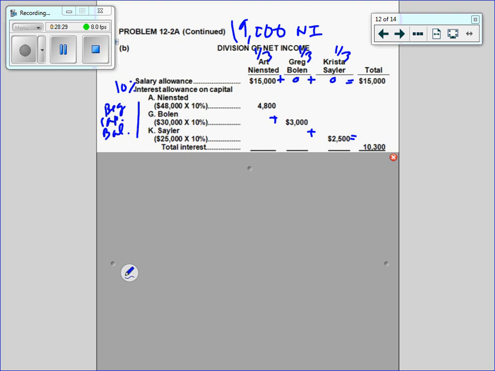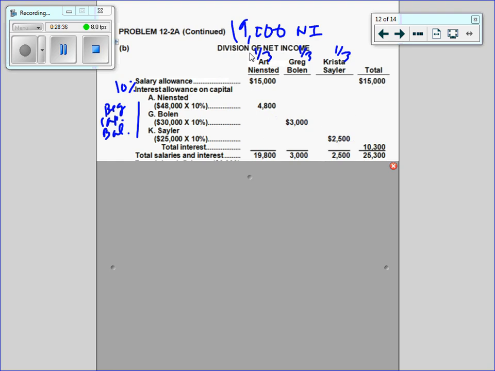Our problem is this. If we look vertically now, 15 plus 10,300 is well above our 19,000 net income. So we've overpaid our people. This is a breakdown of each of our partners. We just got done journalizing all of this, but this is where you would journalize what they get to keep in capital.